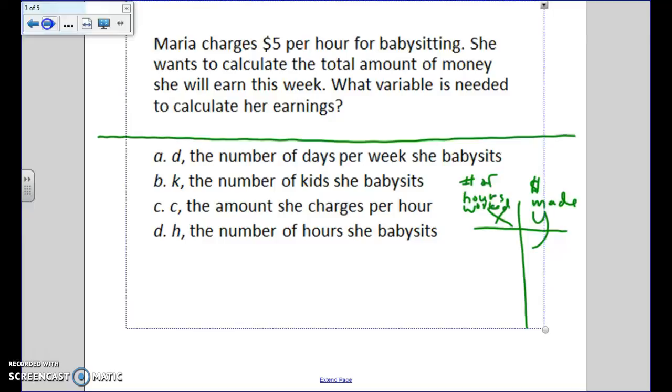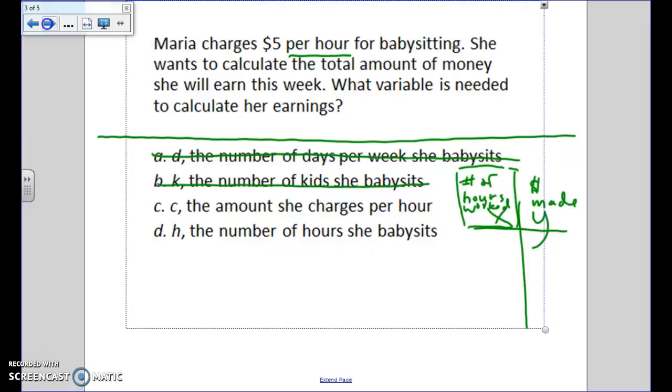In this case, it says... So we're thinking, what is it dependent on? Her earnings. What are they dependent on? I would say the number of hours worked would be the independent variable. So in this case, it says D, the number of days per week she babysits. Okay, well, that's not a bad choice, but really she's getting paid per hour, not per day. So I'm going to say D is probably not a good choice. It says K, the number of kids she babysits. Again, she's not getting paid per kid, she's getting paid per hour, so I'm going to say that's probably not a good choice. I think it depends on the number of hours worked.